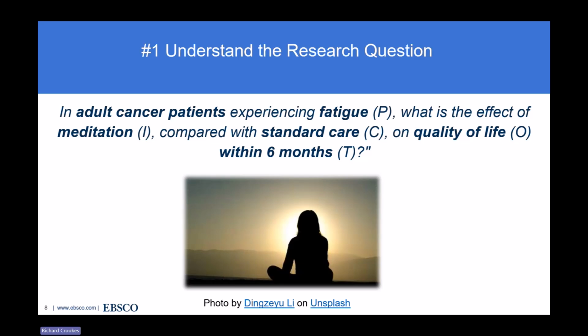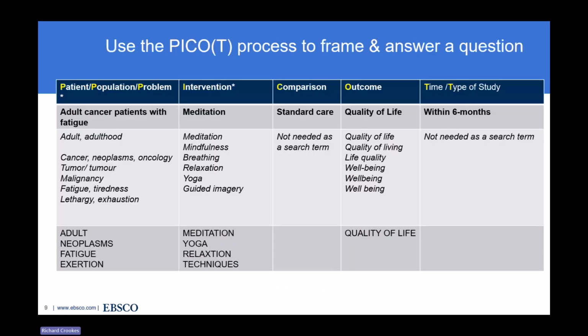On occasion, some might dispute these, but I think these are pretty obvious, as it were. So we have adult cancer patients, we've got fatigue, we've got meditation, standard care, quality of life, and then within 6 months. Since we're using the PICO framework, with PICO we can include the time or possibly a type of study if appropriate for the PICO question, or framework.